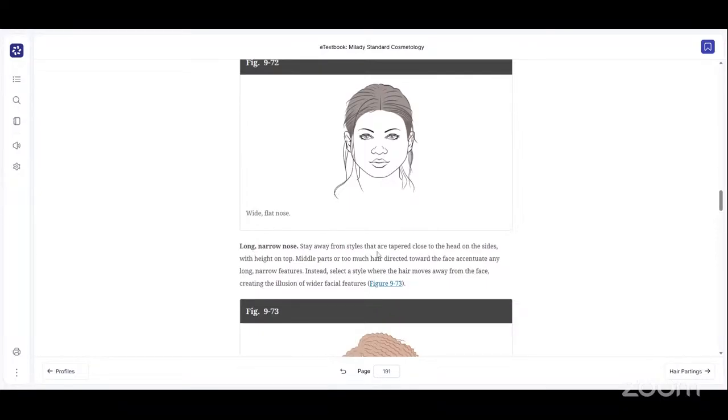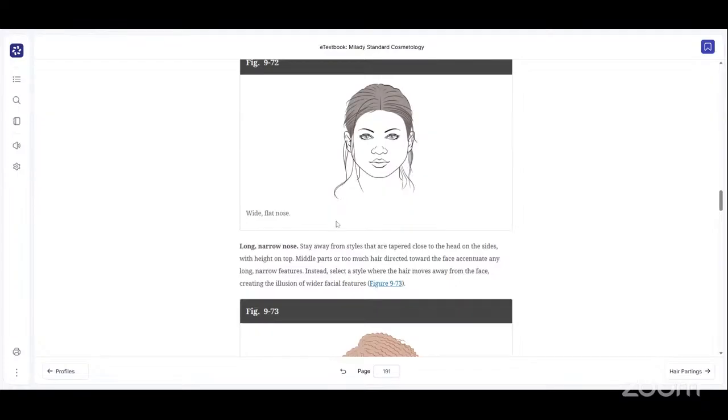Stay away from styles that are tapered close to the head on the side. So short, male barber cuts are not recommended. Middle parts or too much hair directed toward the face accentuate any long, narrow features. Instead, select a style where the hair moves away from the face. All right. You want an illusion of a wider face, which will match the wider nose.